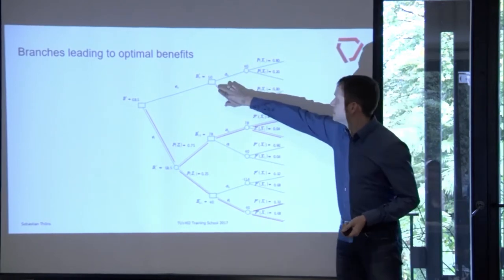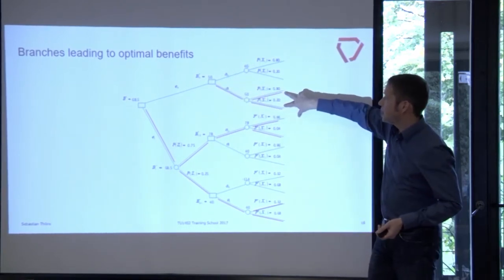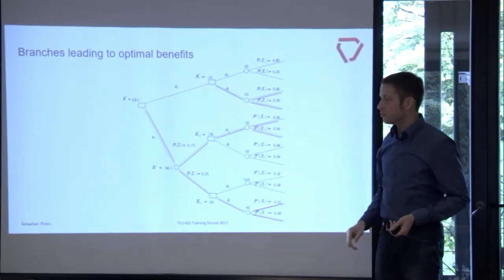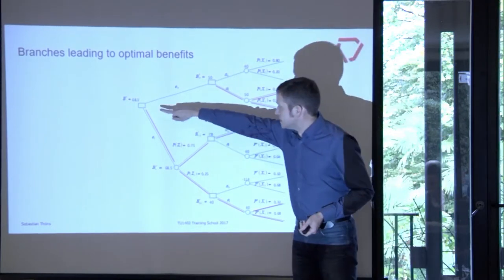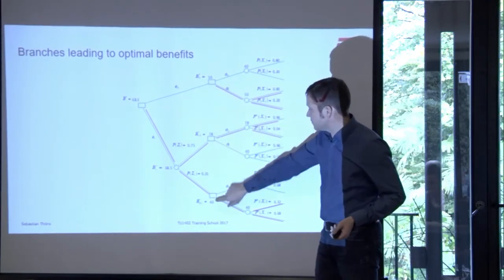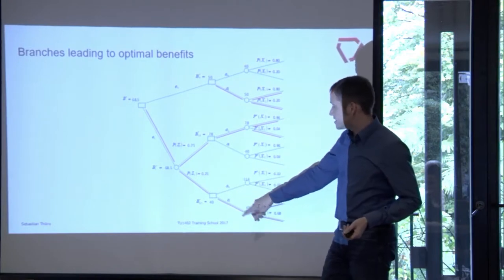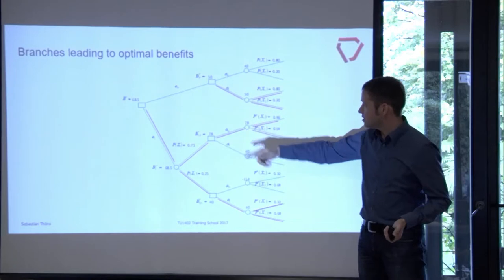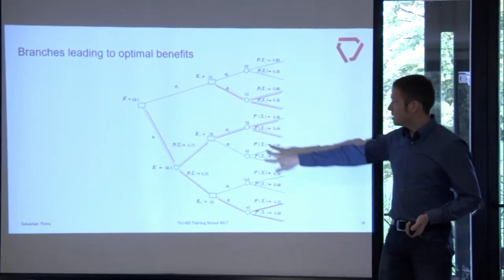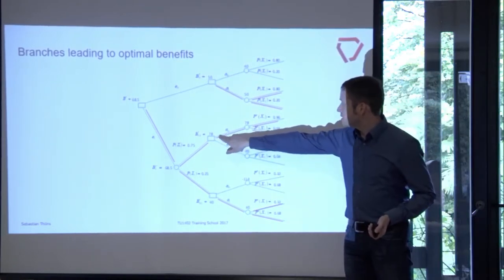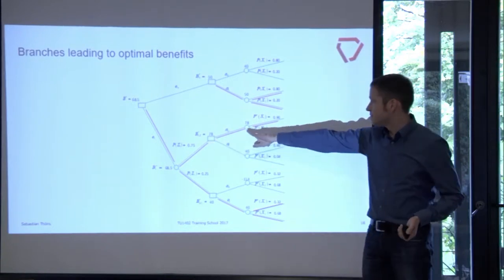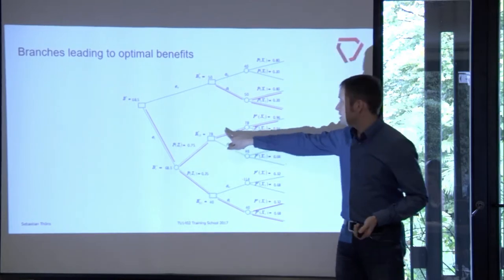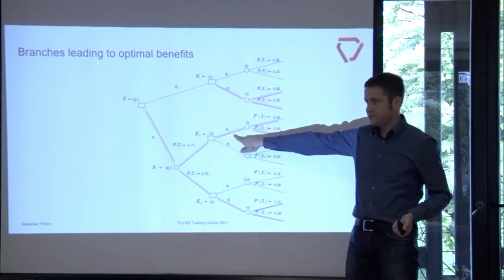So this is basically the branch where we calculate where this 50 comes from. That's very obvious. Here we also have a decision node, and if you have a decision node, it's either this branch or this branch, or this branch or this branch. And we can read here the optimal actions. So if you get the indication Z1, the optimal action is A1.